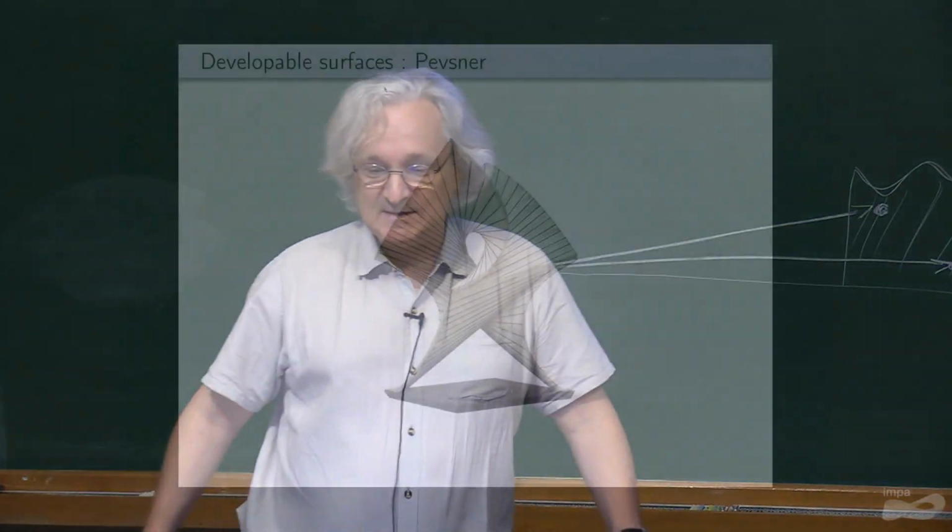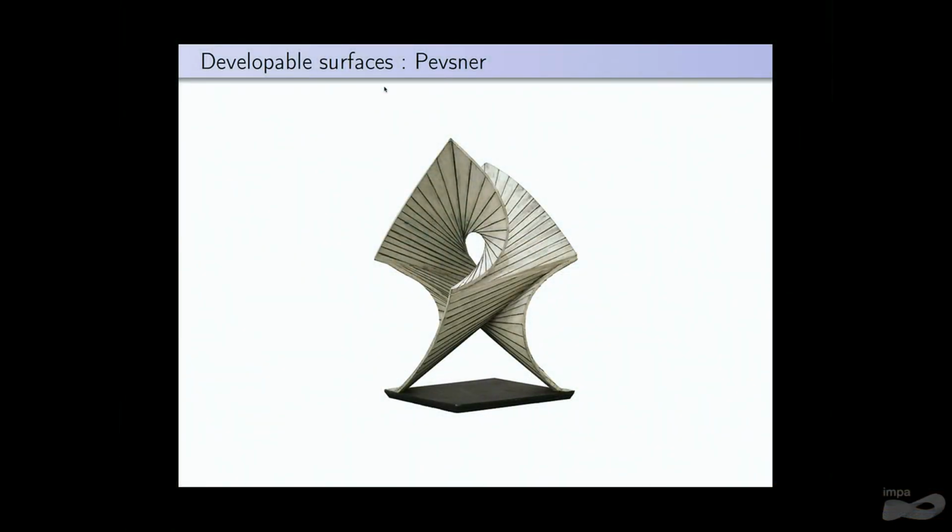Okay. So this is an example. If you go to Beaubourg, you can see this sculpture. This artist from the beginning of the 20th century produced a lot of developable surfaces. And you can see this surface is made out of lines. But some ruled surfaces are not, most ruled surfaces are not developable.